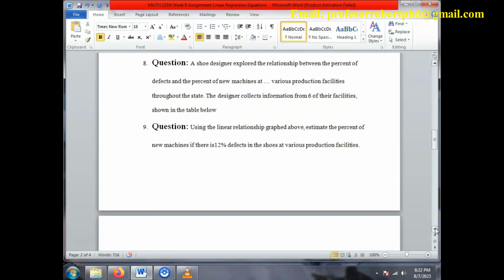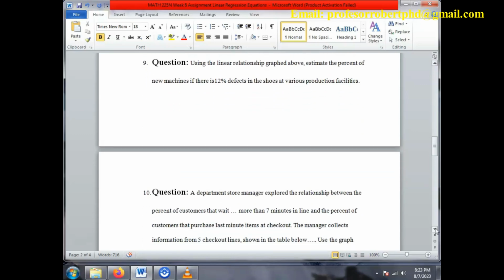Question 8. A shoe designer explored the relationship between the percent of defects and the percent of new machines at various production facilities throughout the state. The designer collects information from 6 of their facilities, shown in the table below. Question 9. Using the linear relationship graphed above, estimate the percent of new machines if there is 12% defects in the shoes at various production facilities.